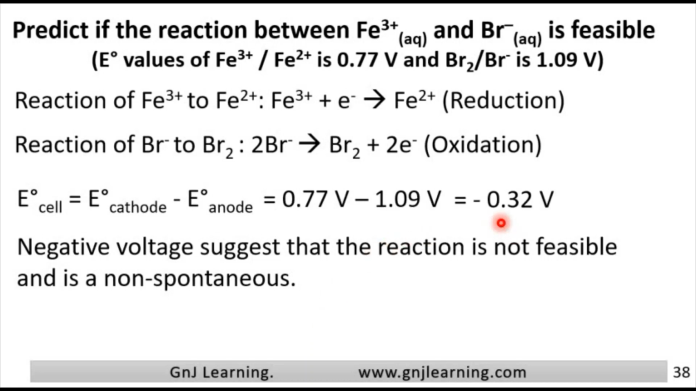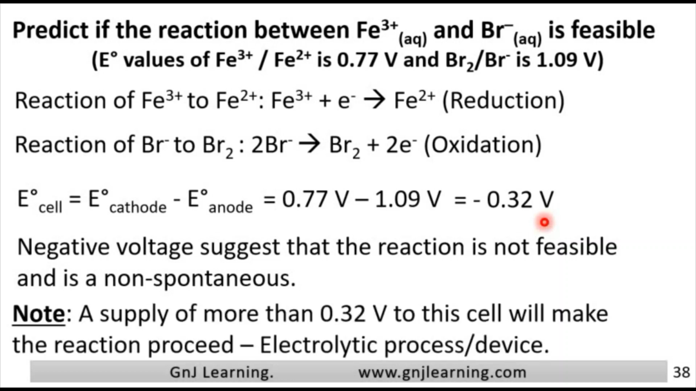So as we have seen in the last slide, can you suggest a way to conduct this reaction between Fe3+ and Br-? Is it possible to conduct this reaction? It is not possible in a spontaneous way, but you can conduct it using an electrolytic cell. So what you have to do is supply a voltage higher than 0.32 volt. Even if you are supplying a voltage of 0.32 volt, the reaction won't happen. Whereas a supply of more than 0.32 volt to this cell will make the reaction proceed between Fe3+ and Br-.